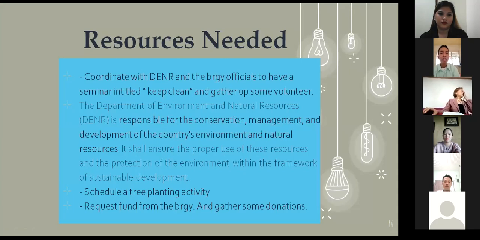Next, the resources needed. Coordinate with the DENR and the barangay officials, have the seminar retitled to keep clean, and gather some volunteers. The Department of Environment and Natural Resources, or DENR, is responsible for the conservation, management, and development of the country's environment and natural resources. It shall ensure the proper use of these resources and the protection of the environment within the framework of sustainable development. Schedule tree planting activities, request the barangay, and gather some donations.